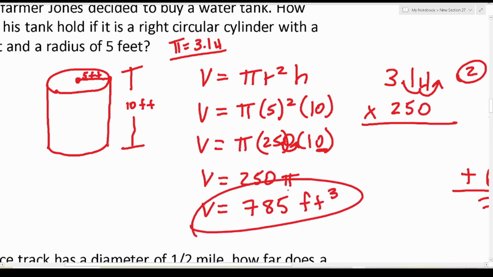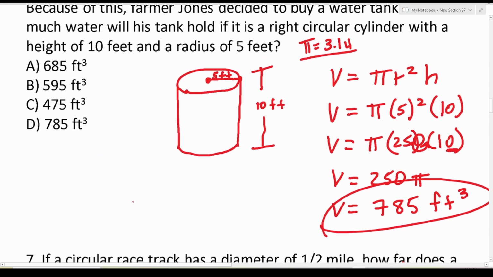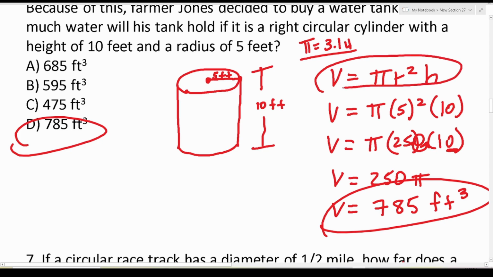Okay? So again, volume is always cubed. Area and surface area is always squared. So this one is 785 cubed, which we can see is D. Okay, so nothing too tricky about that. You just had to remember the formula to find the area of a right circular cylinder. Again, I would recommend you memorize this one for the ASVAB. You may or may not see it, but it's good to know. It's not that hard to figure out either.